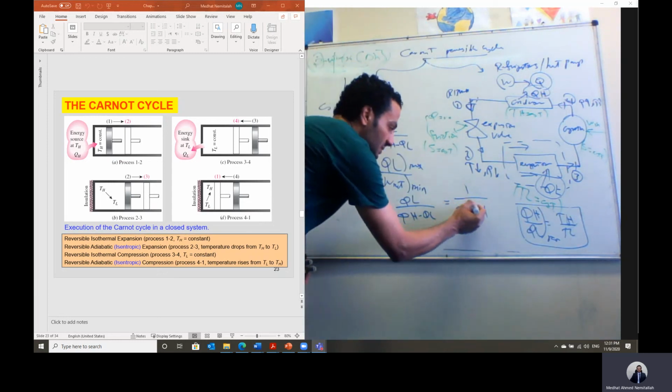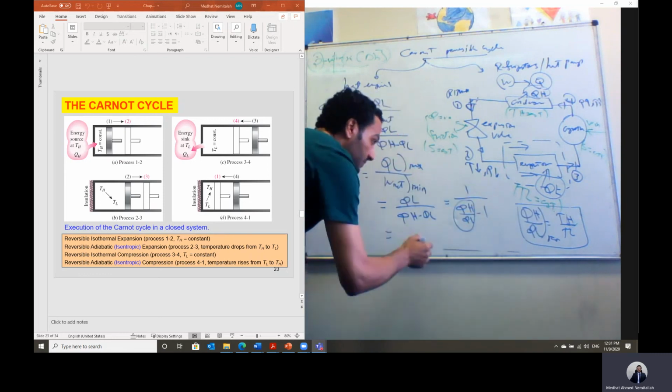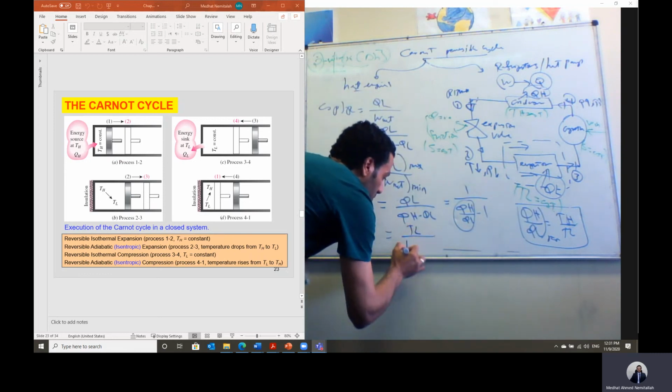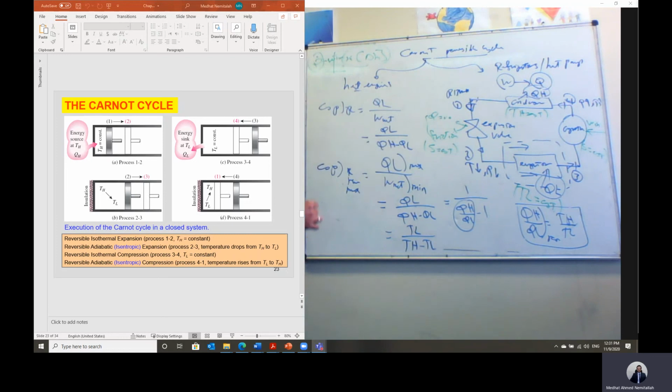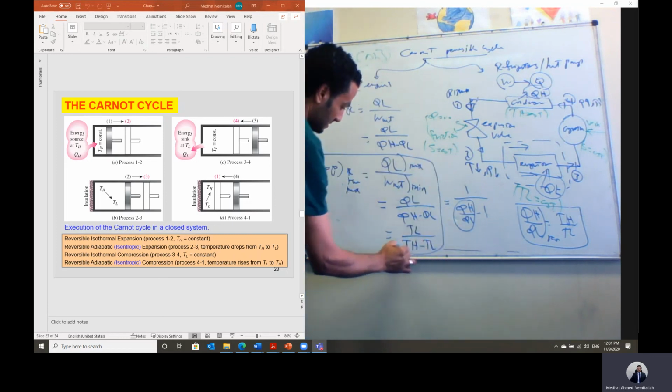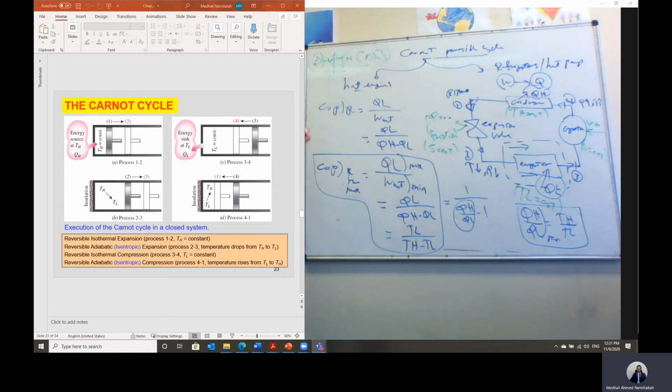So we can just substitute here, Q high over Q low equals T high over T low. That should equal T low divided by T high minus T low. And this is the maximum coefficient of performance of the system. So this is the actual value for a refrigeration system, and that should be the maximum value, calculated based on the Carnot cycle in this case. But this is in case of a refrigeration system.